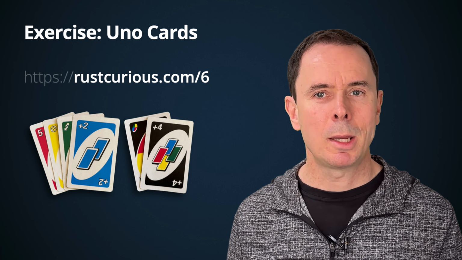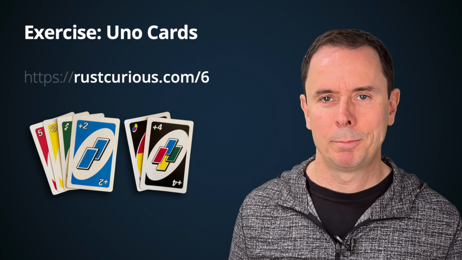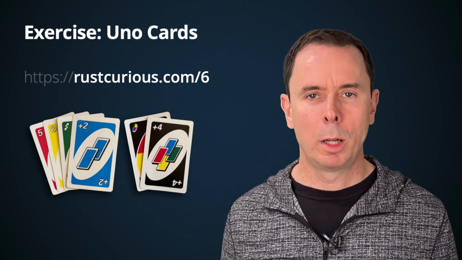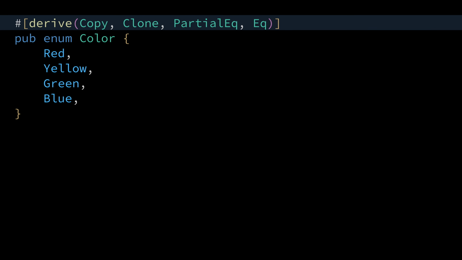And that's right, this exercise is about the game of Uno. Everybody knows Uno, right? In Uno, we have cards in 4 different colors and we have wildcards. So first we have an enum called color with the 4 different colors, red, yellow, green, and blue. Nothing fancy about the enum itself, but check out the list of traits we derive on this type. It's a plain old value type, so we make it copyable by deriving copy and clone. But we also derive partial equal and equal.